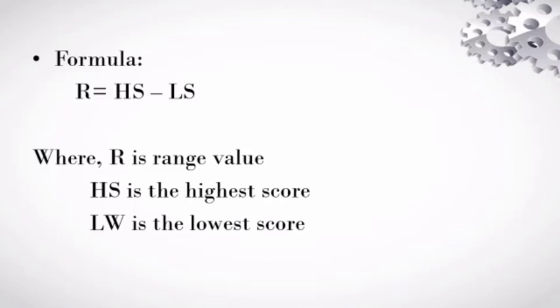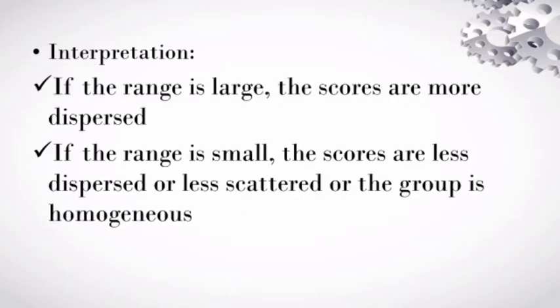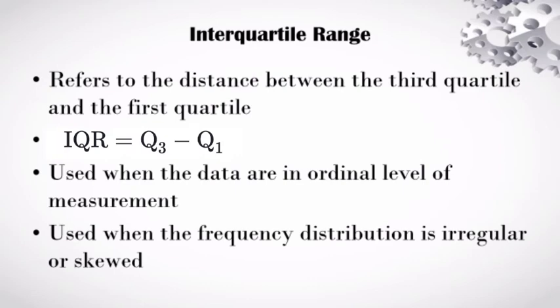Interpretation: if the range is large, the scores are more dispersed. If the range is small, the scores are less dispersed or less scattered, or the group is homogeneous. So next is the interquartile range. This refers to the distance between the third quartile and the first quartile. So the formula is IQR is equal to Q sub 3 minus Q sub 1.